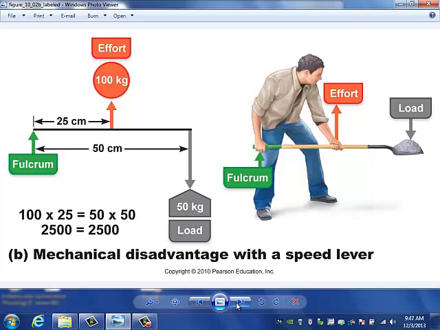Put enough effort in to overcome the load. That's physics. You just learned physics. Isn't that amazing? Good, so we're done, right? Yep, there we go. I'd be all over that.